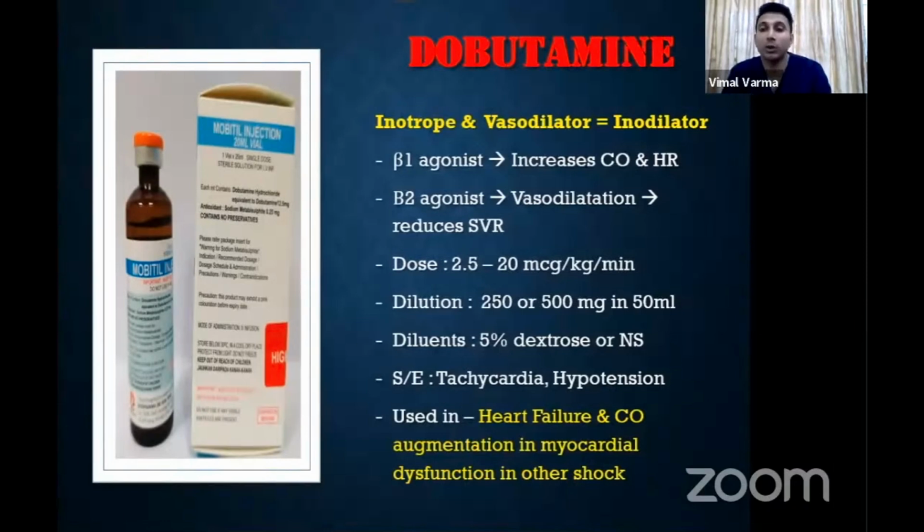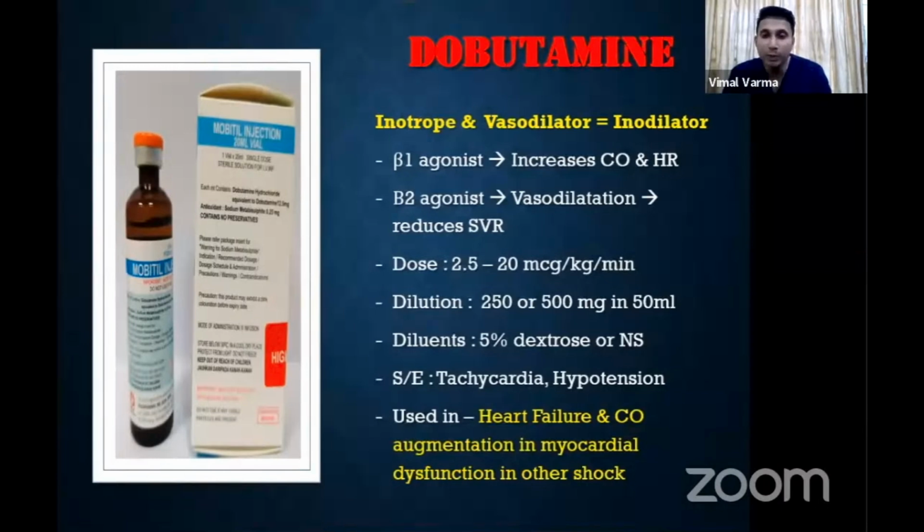So as a whole, it's called an inodilator. It is a beta-1 agonist, which increases your cardiac output and heart rate. It's an inotropy and chronotropy, but it also stimulates your beta-2 receptors, causing vasodilatation, thus reducing your systemic vascular resistance. So this is the down part of dobutamine, but the vasodilatation can be used for peripheral perfusion also in a patient who has a severely vasoconstricted state.